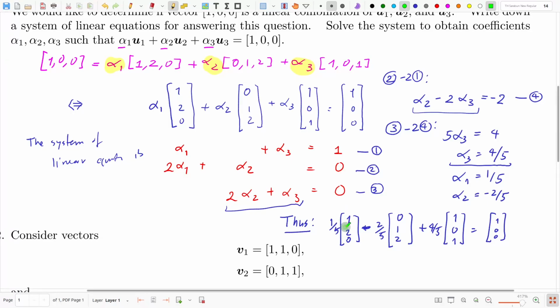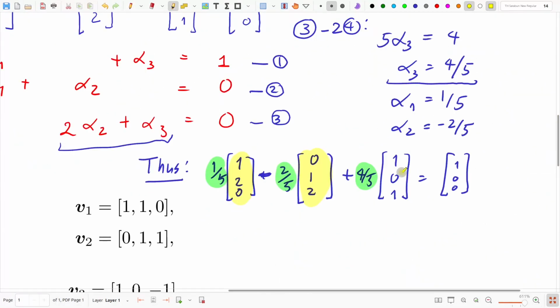Let me stress this again. We have 3 vectors, u1... let me zoom in. We have 3 vectors in yellow, and I multiply each of the vectors with some numbers, 1 over 5, 2 over 5, minus 2 over 5, 4 over 5, and I get these vectors in blue. So this means the last one is a linear combination of these 3 vectors.